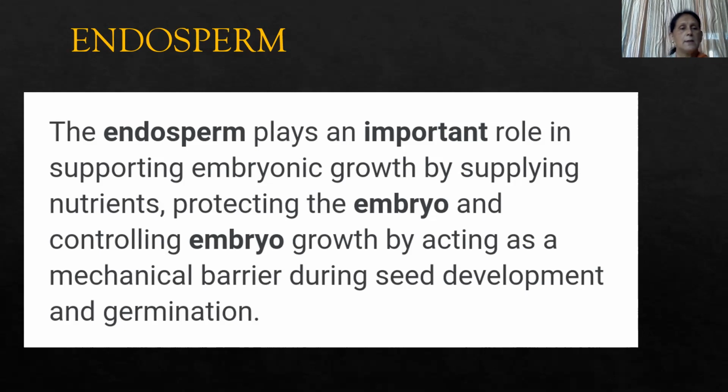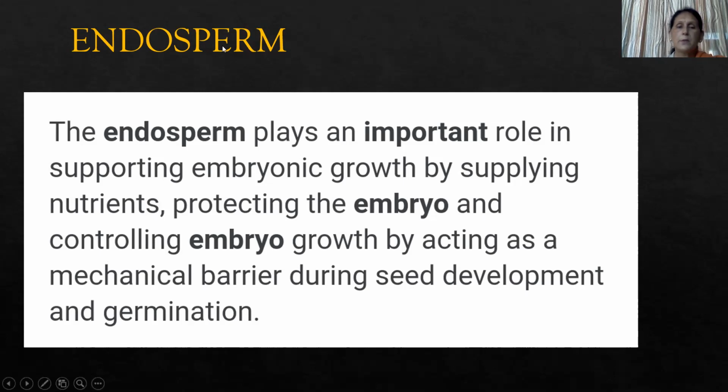Next you see endosperm. So what is endosperm? As we know that in angiosperm, double fertilization occurs. That means first the zygote is formed and second the endosperm is formed. So zygote formation and triple fusion together are called double fertilization. In triple fusion, the endosperm is formed.